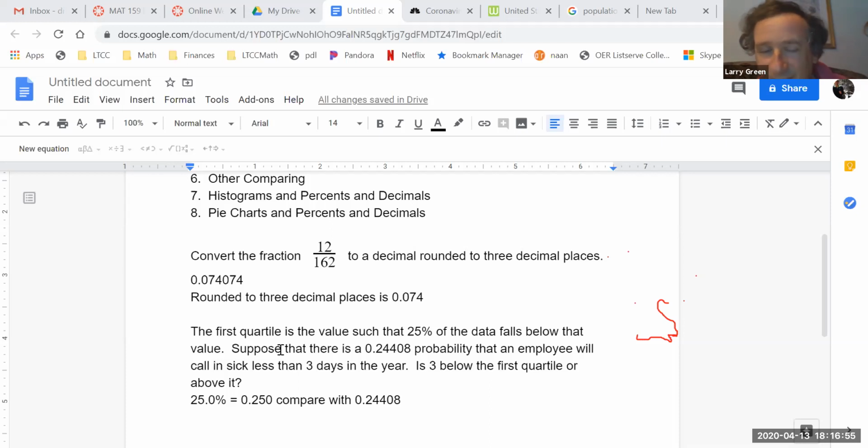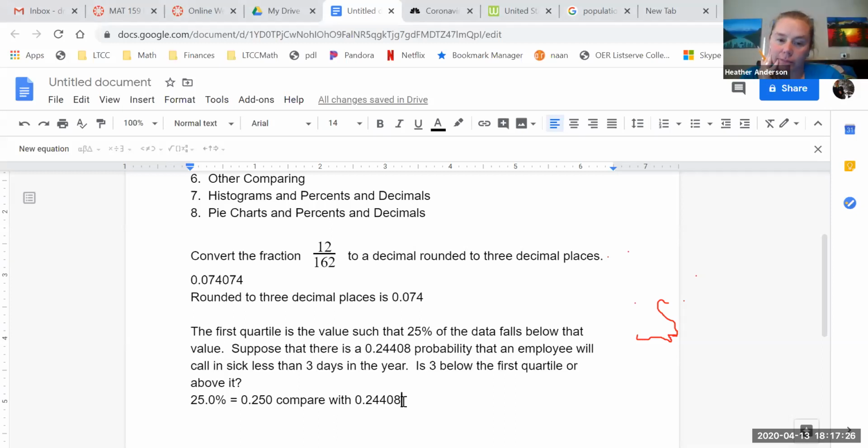Does that make sense? Actually, it defines the quartile in the sentence. Well, I think that's why it was more confusing, Larry, because it has all the new language in it. So I had to watch a video on what a quartile was. And then I can definitely compare the 0.24408 and the 25%, but then you got the probability that the sick days are less than 3 years. I think it throws. Yeah, so let me finish, and hopefully that'll make it really easy.